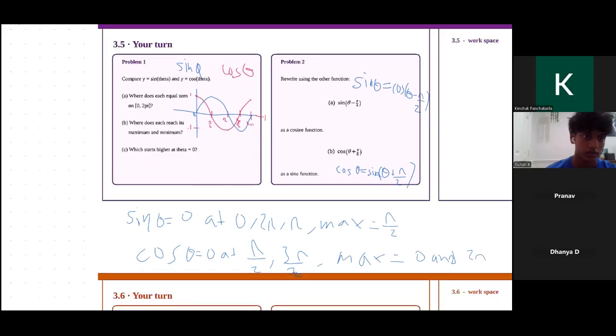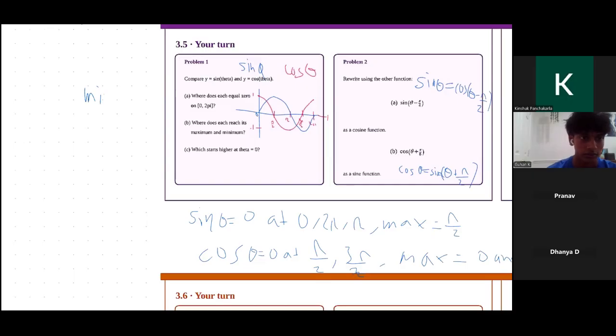For the minimum, I'm going to write sine in blue and cosine in red now. Minimum is going to be, sorry, I meant 3 pi over 2 for sine, just looking at the graph. And then for cosine, it's going to be at pi.